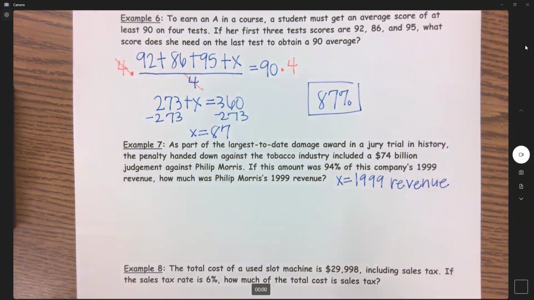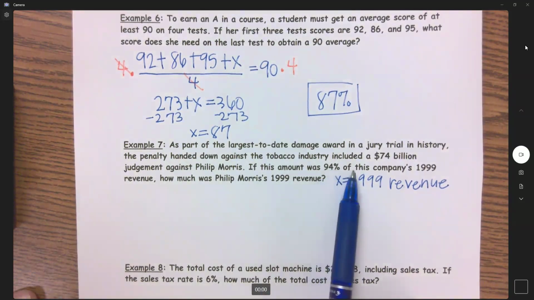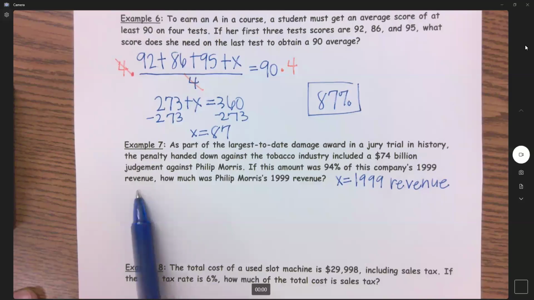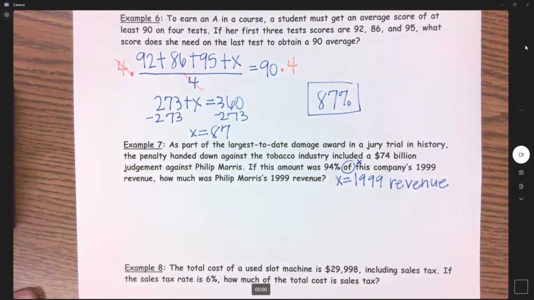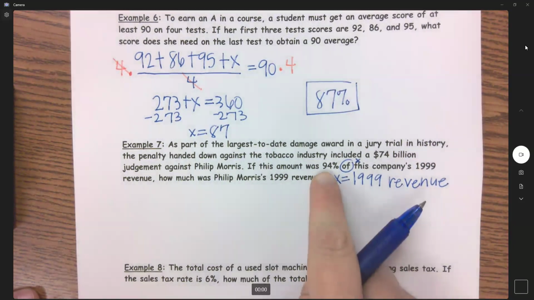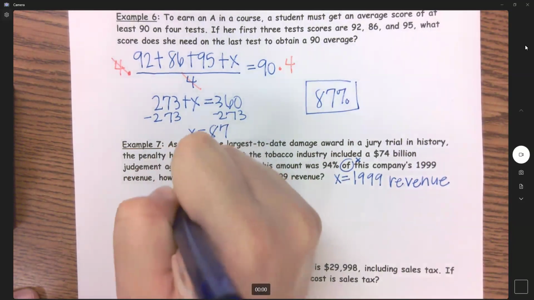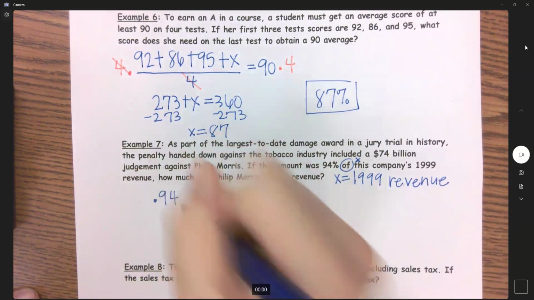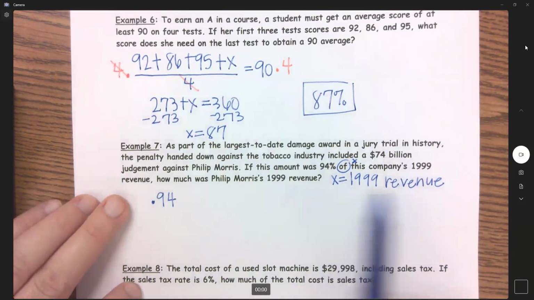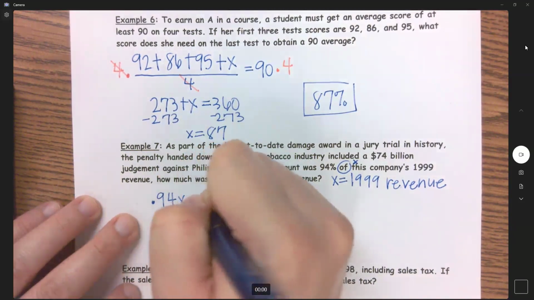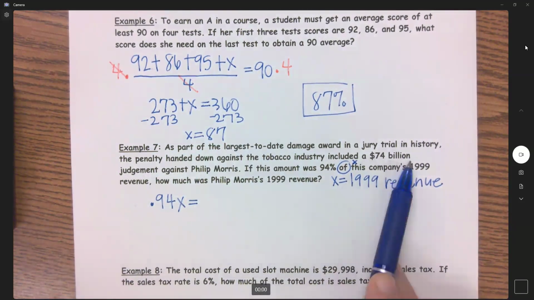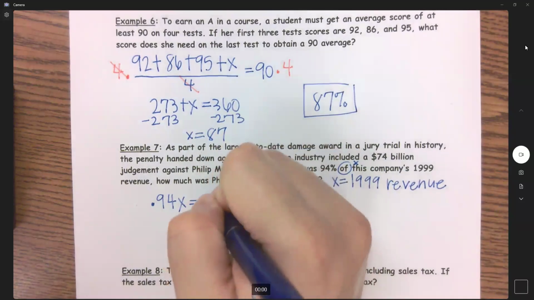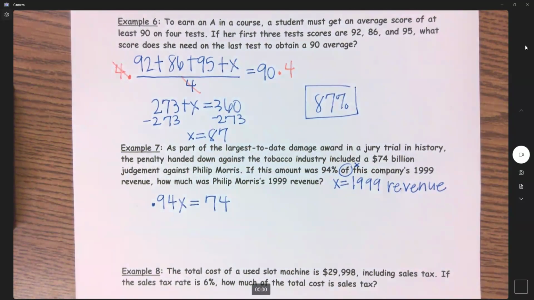So if it was 94% of the company's 1999 revenue, of is a key word there to multiply. 94% as a decimal is 0.94, of means times, and of the 1999 revenue, we're letting that be represented by X. So this is 0.94 X equals, and what was the total amount that they had to pay was 74 billion. Now, instead of putting all those zeros, I'm just going to let that equal 74.